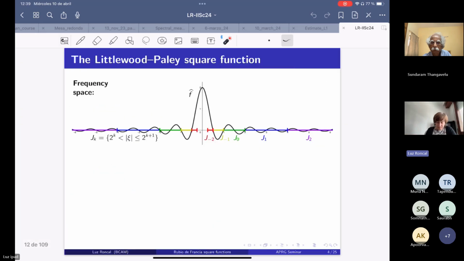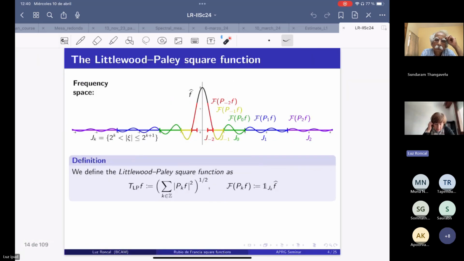Okay, so the original square function, I would say, is the Littlewood-Paley square function. The point is that the collection of intervals that we are taking are dyadic intervals. So we are taking this collection of intervals, and this will continue towards the origin, and then I'm doing the same thing. I take the projection of the function in each of these intervals, take the square, sum all of them, and take the square root. Okay, so these are the pictures, and this is what I will define as the Littlewood-Paley square function.